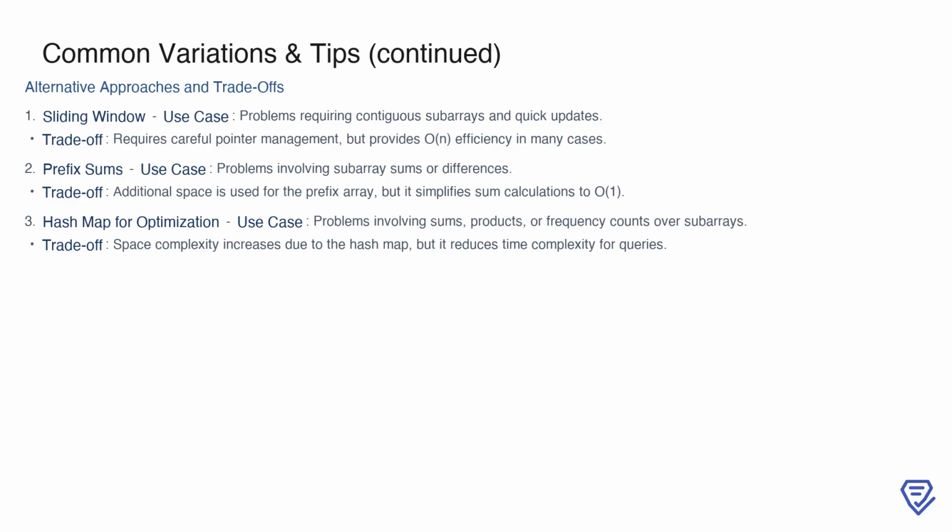Another powerful technique is using a hash map for optimization. This is particularly useful for problems that require tracking sums, products, or frequency counts efficiently. While this approach significantly reduces time complexity for queries, it does increase space complexity due to the storage requirements of the hash map. Understanding these trade-offs allows you to choose the best approach based on the problem's constraints and priorities.